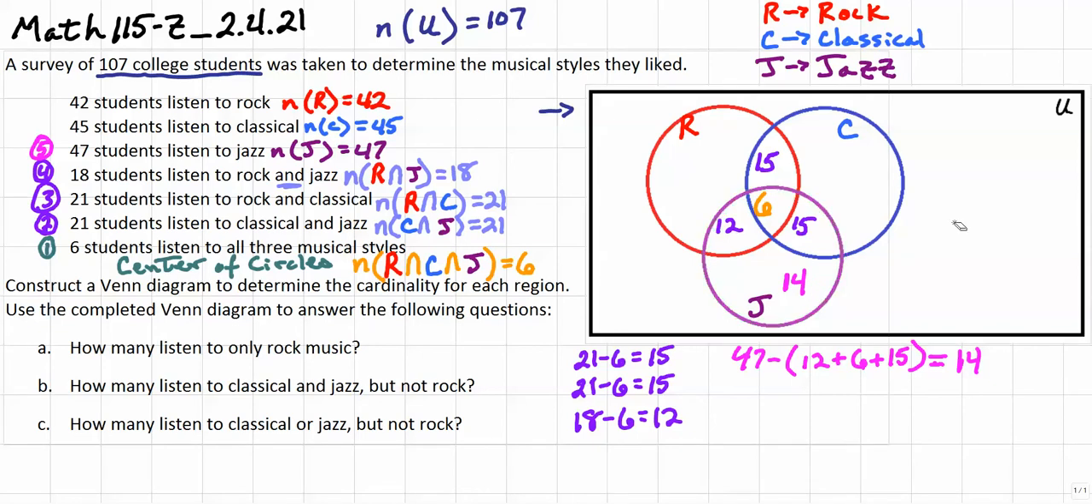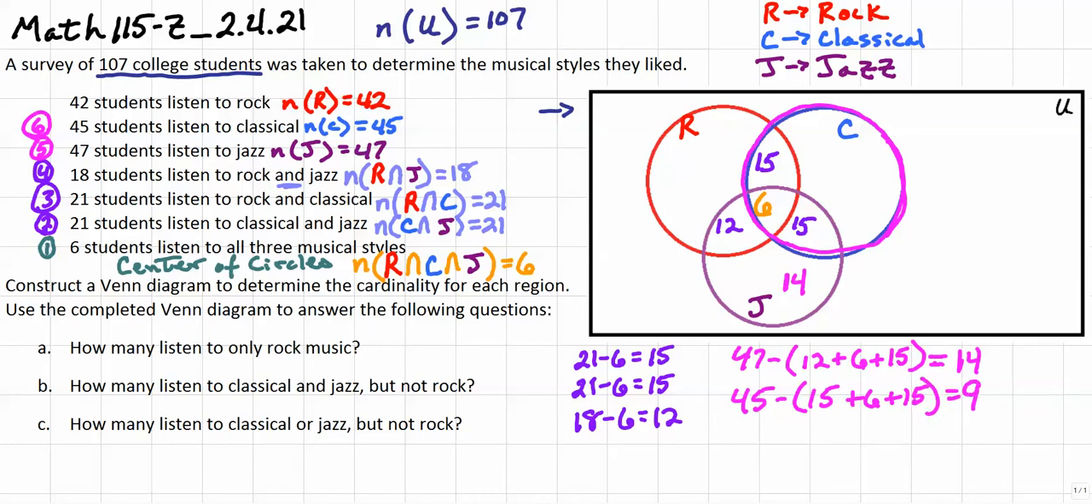Then we'll move on to the next one. And that's going to be the fact that there are 45 students total that listen to classical music. And this is the circle for classical. But once again, notice that I already have students accounted for. So we'll take 45 and we will subtract the following sum, 15 plus 6 plus 15, which is 9 students. And I'll place the 9 right in here.